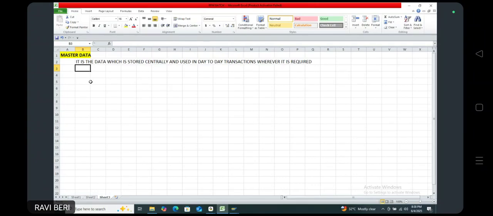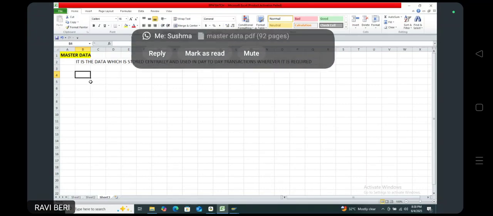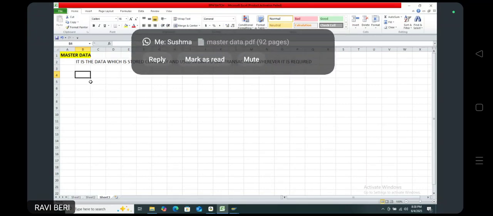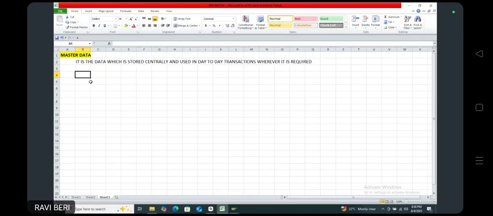And so centrally means we store this data at one place and whenever it is required we use that. Storing centrally means we store at one place and every time whenever it is required we use that.